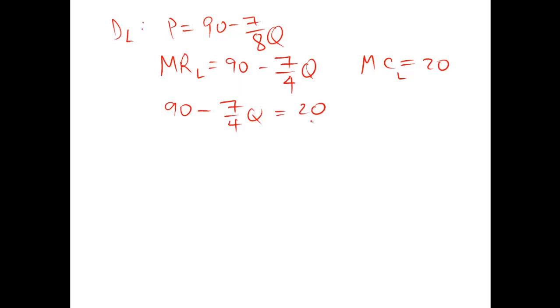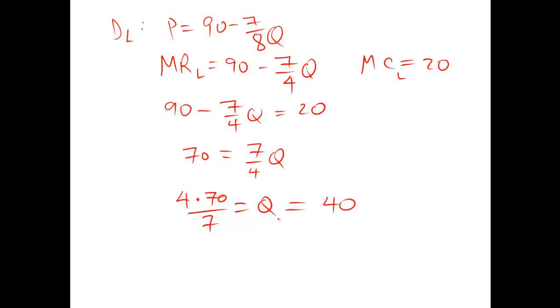So let's subtract 20 from both sides and add 7/4 Q to both sides. Let's multiply both sides by 4 and divide both sides by 7. So we get 4 times 70 over 7 equals Q. Well, 70 over 7 is 10. 4 times 10 is 40. And so there you go. The leader produces 40 units of output.